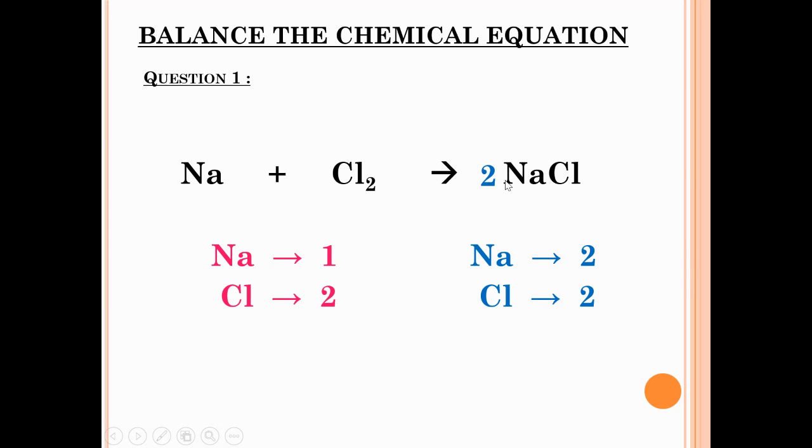Okay, so when we add 2 here, sodium becomes 2, chlorine becomes 2. But how about the reactant side? The reactant side becomes not balanced. So to balance it, we put 2 here. So when we put 2 here, sodium becomes 2, and on the product side, sodium is 2. So now the chemical equation is already balanced.